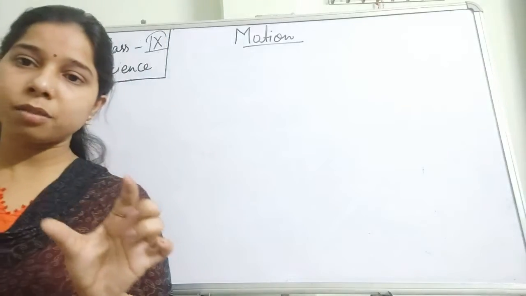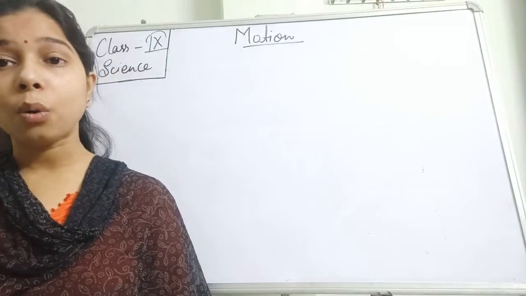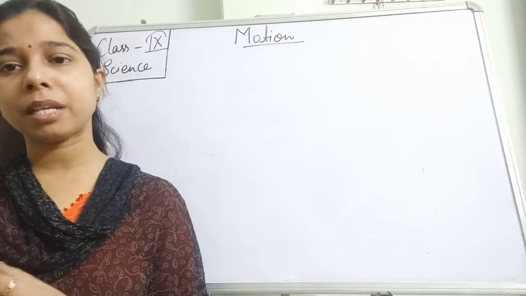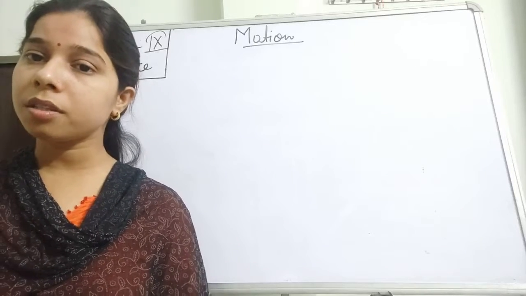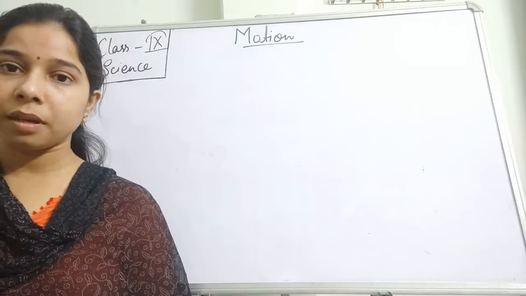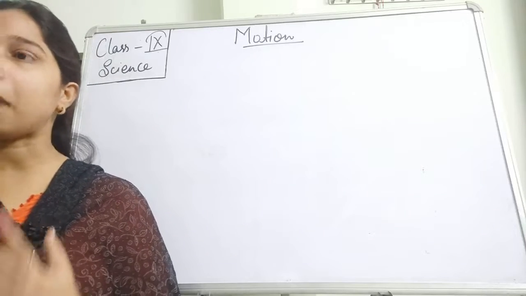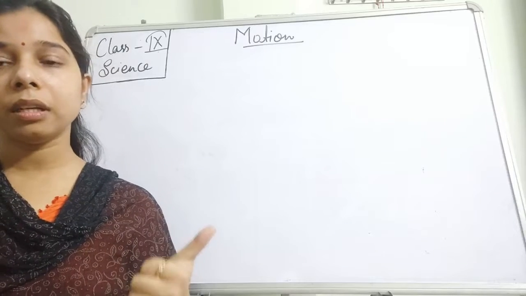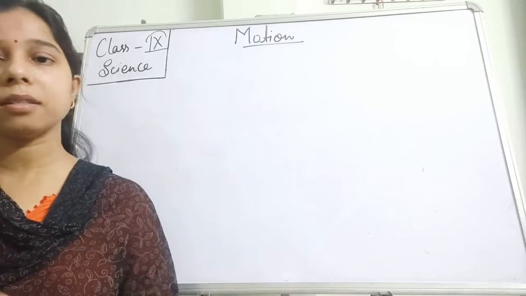So you see, students, displacement is the shortest distance from the initial to the final position. Now, if you compare distance and displacement, you will find that distance is a scalar quantity. A scalar quantity is one having only magnitude. And displacement is a vector quantity since it has magnitude as well as direction. So it is a scalar quantity, it's a vector quantity.